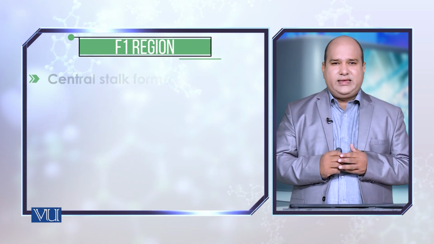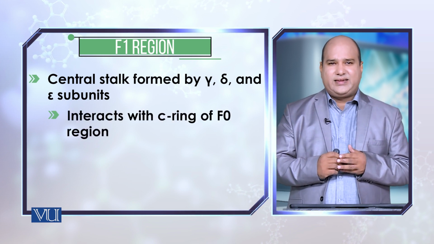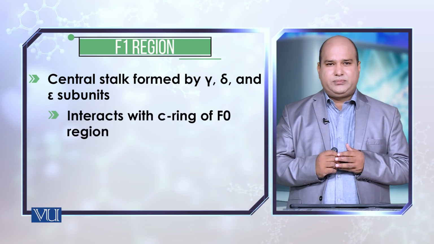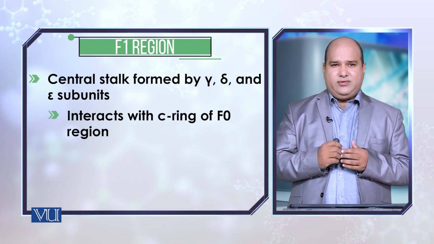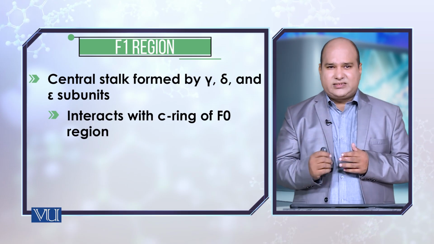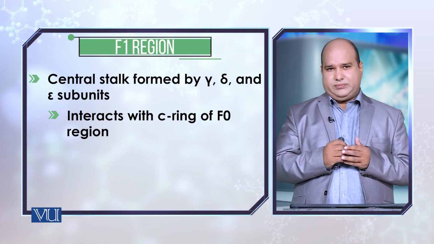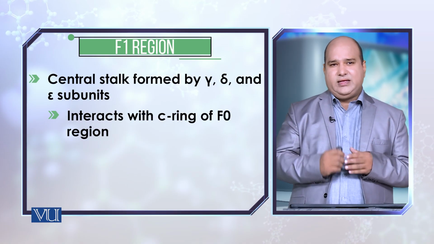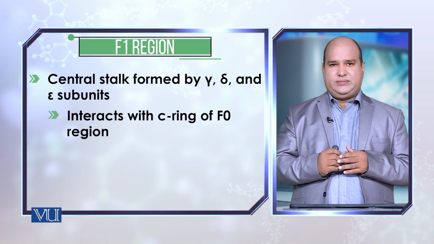While the remaining subunits, that is the gamma subunit, the delta subunit and the epsilon subunit, make up the stalk. In this way, we have the F1 subunit which is attached to the stalk, and the stalk is attached to the F0 subunit. Again I have to repeat it: we have the F0 subunit, then a stalk, and then the F1 subunit.